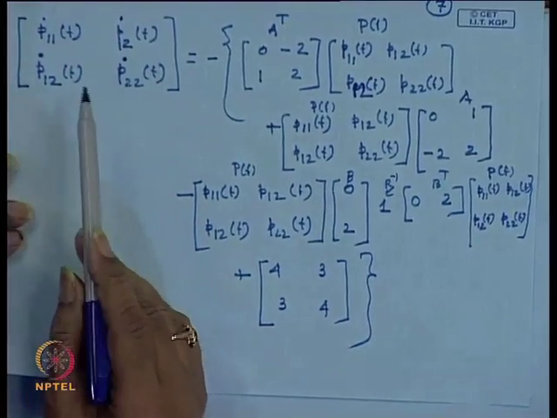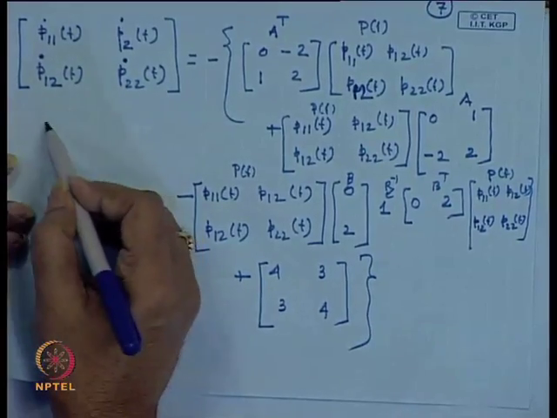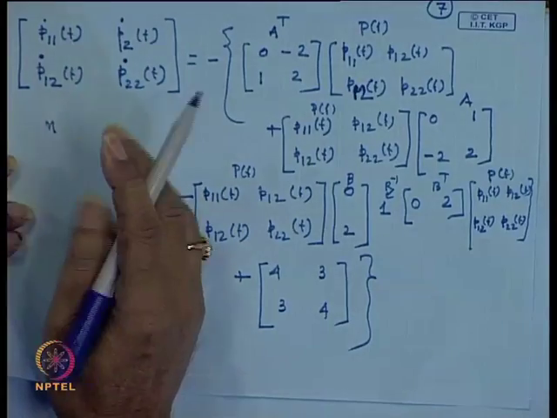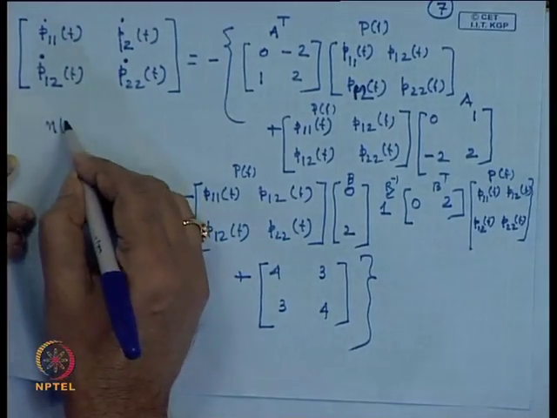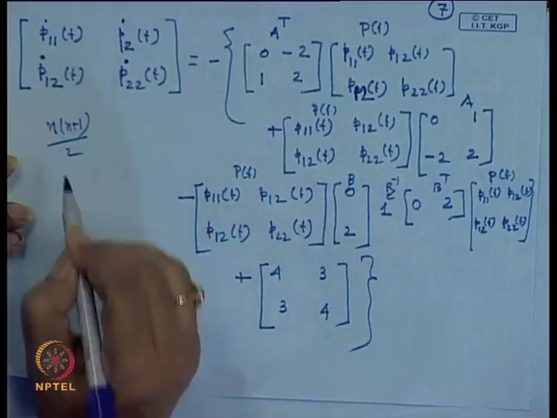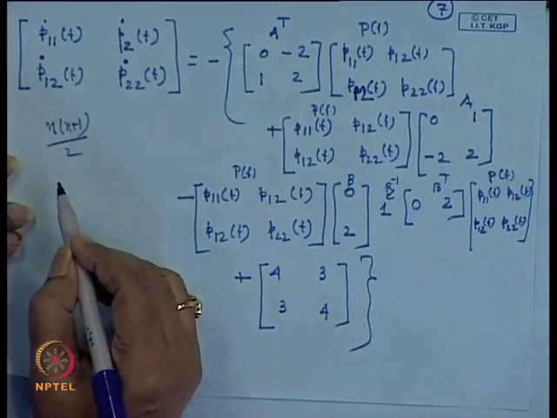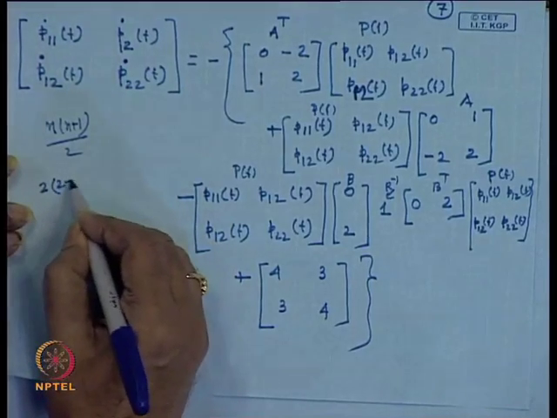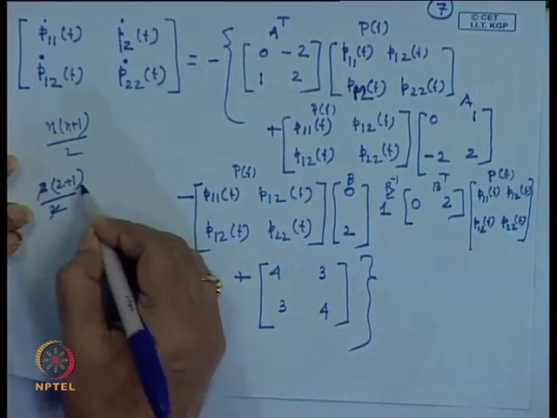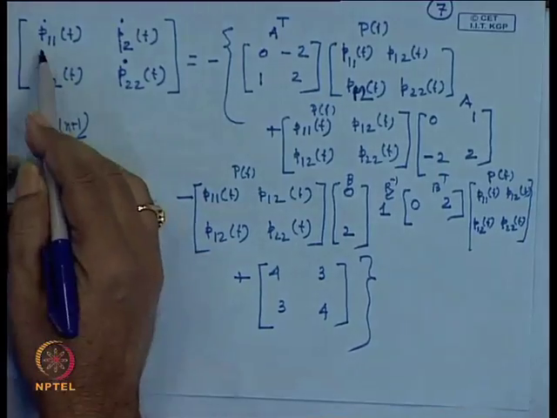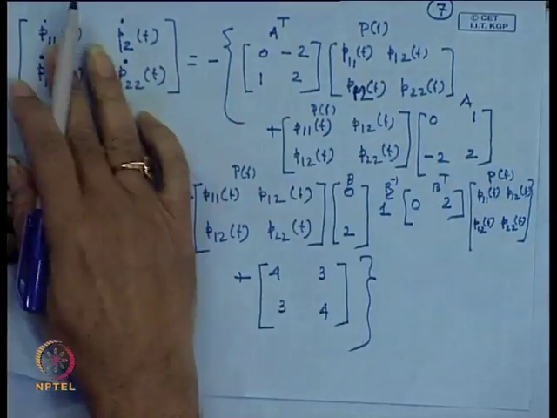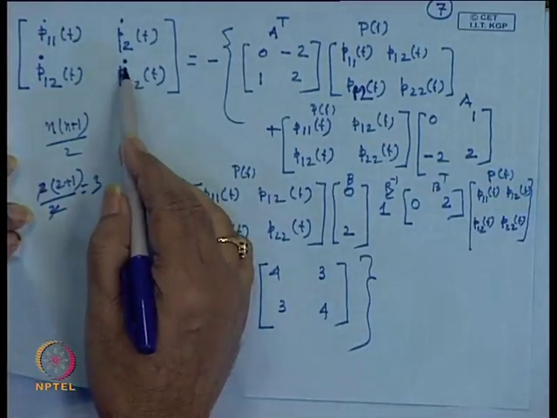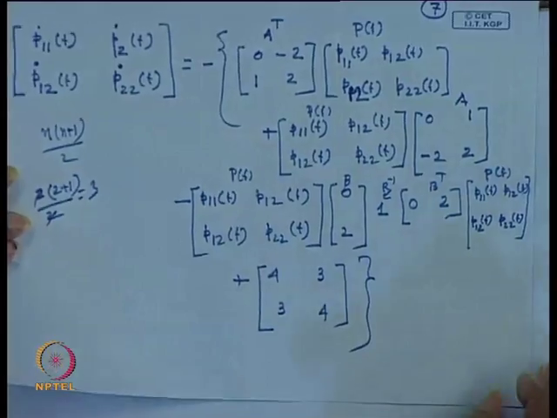As I mentioned earlier, if the matrix dimension is n, then the number of coupled differential equations you have to solve is n into n plus 1 by 2. Now, our n in the present case is 2. So 2 into 2 plus 1 by 2, we have to solve 3 equations. P11 dot, one expression we get from the left hand side and right hand side, P12 another expression, P22 dot another expression. So 3 equations we have to solve.